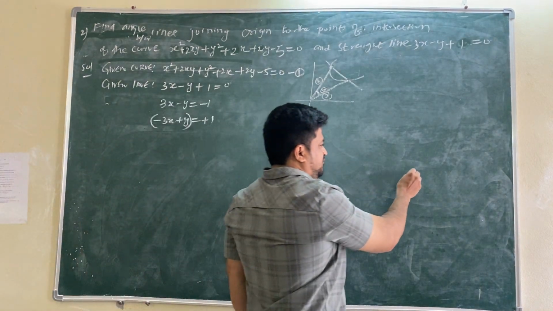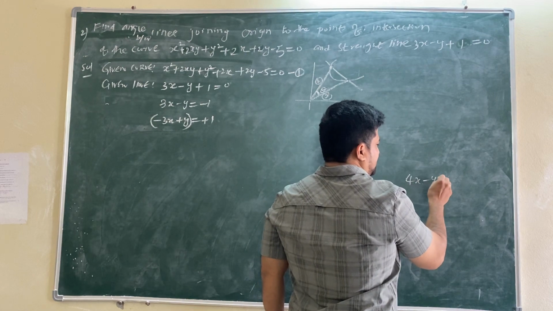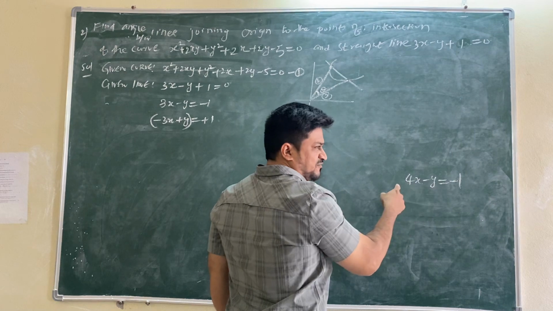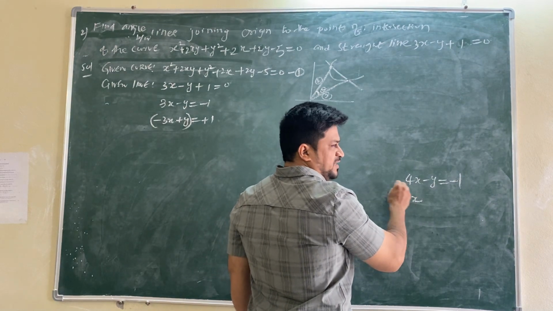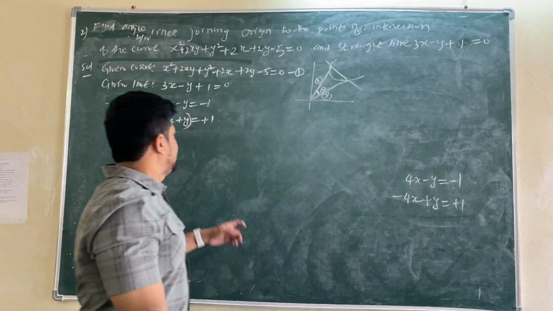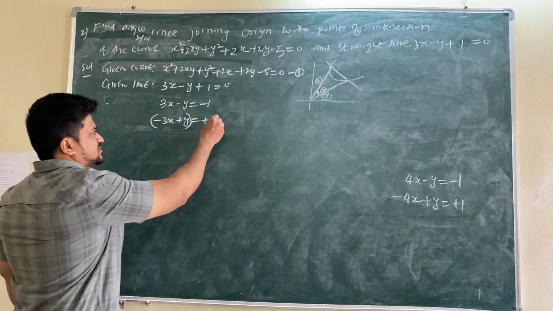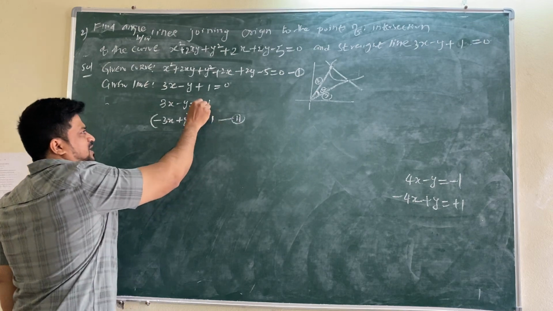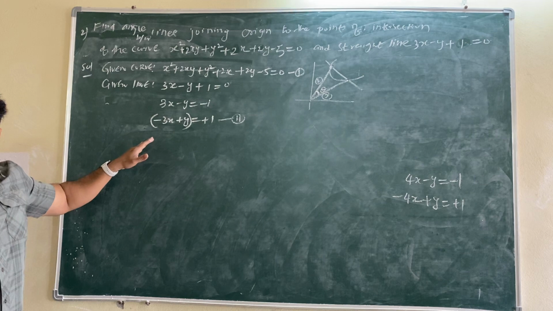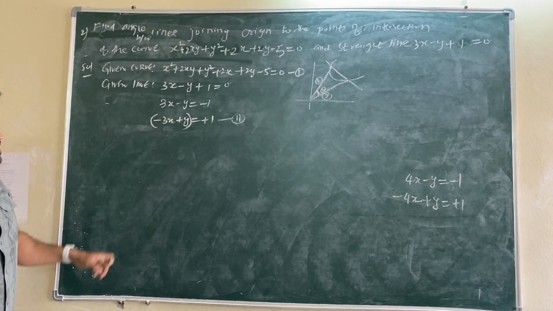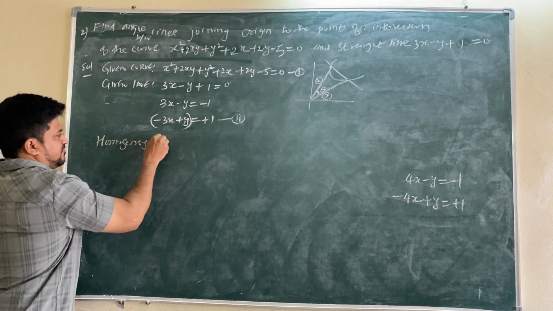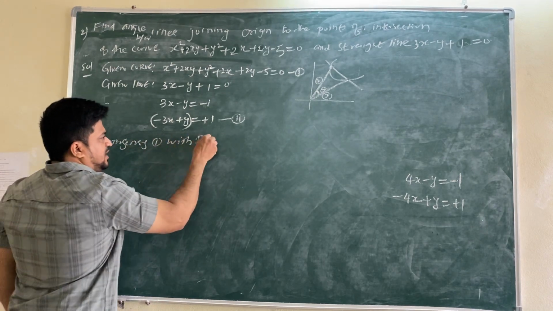Suppose we have 4x minus y equals minus 1. I need 1 on the right side. This minus sign we have to shift here. That means multiply the whole equation by minus sign. So this becomes plus. In this way we got 1 here. This is the second equation. Suppose if we get 2 here, plus 2, what will we do? We have to take the 2 to the denominator like the previous problem. Now we have to write homogenizing 1 with the help of 2.